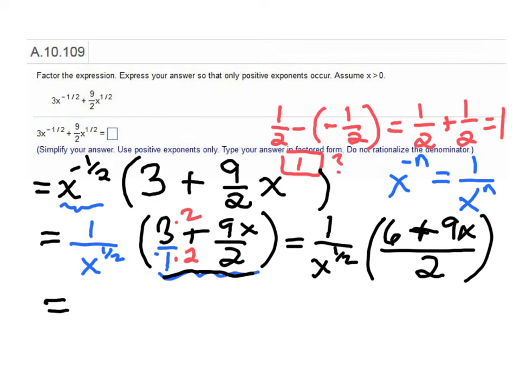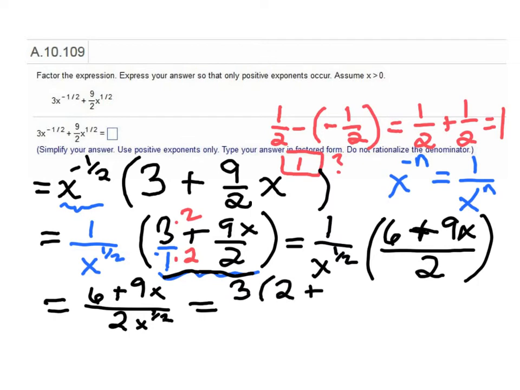Now I can multiply straight across. So 1 times 6 plus 9x over x to the 1/2 times 2. So that's 2x to the 1/2. There is a common factor in that numerator. There's a common factor of 3, so we should factor that out. Factor the 3 out of the numerator, and you're left with 2 plus 3x all over 2x to the 1/2. And this satisfies the requirements that are described here in my math lab.